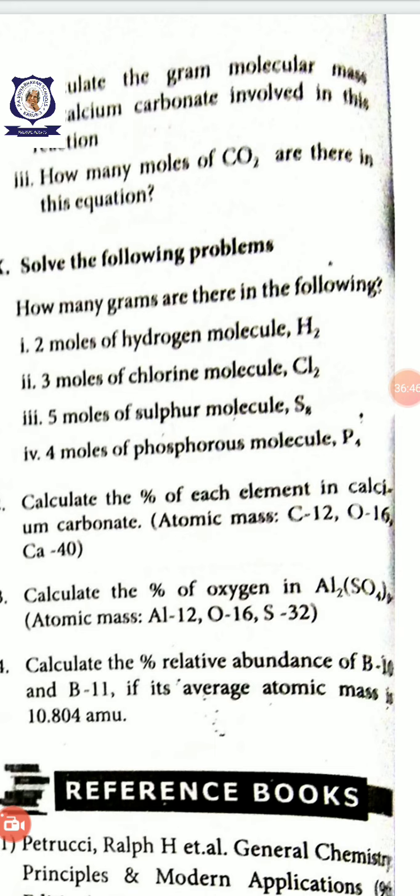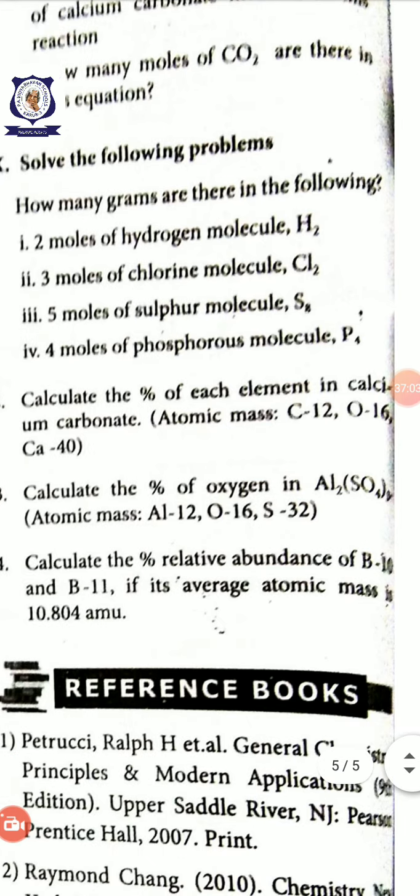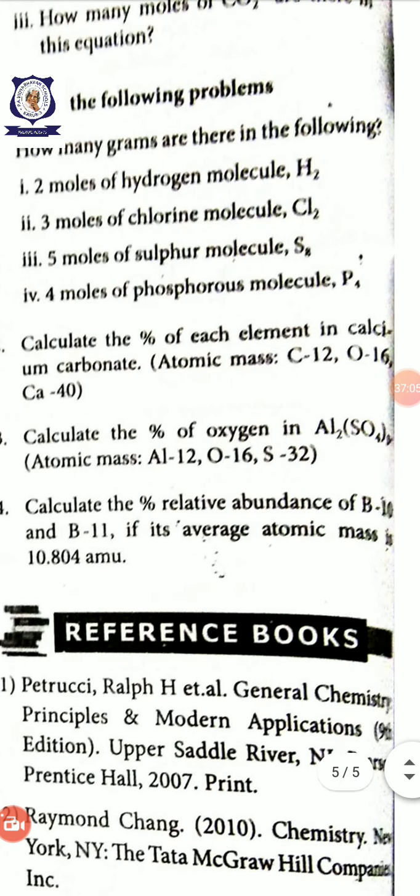How many grams are there in the following? 2 moles of hydrogen. The moles formula is as given. So mass is equal to 2 moles into molar mass. Using the formula, just calculate the grams, that is mass. Then calculate the percentage each. Already we have done.